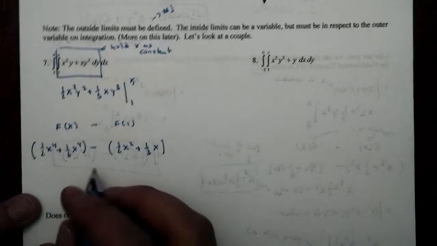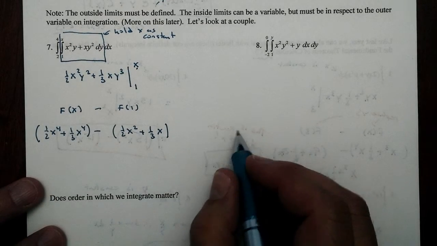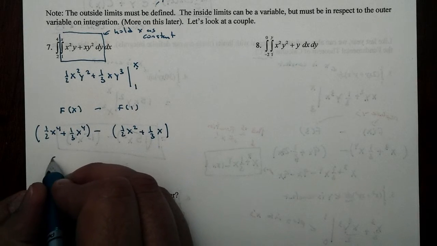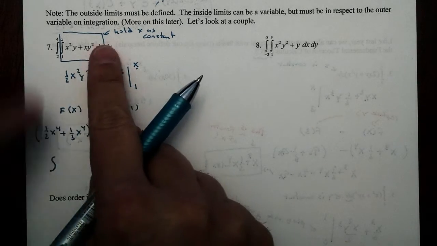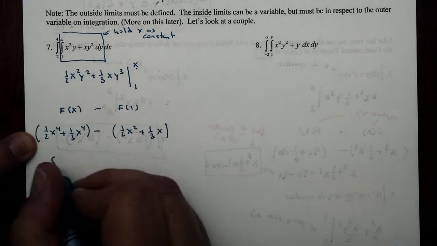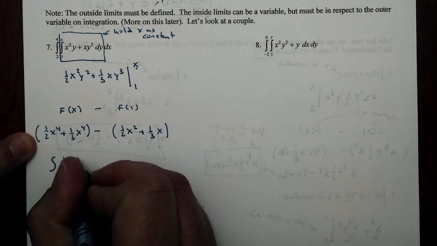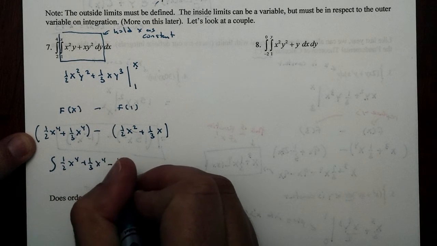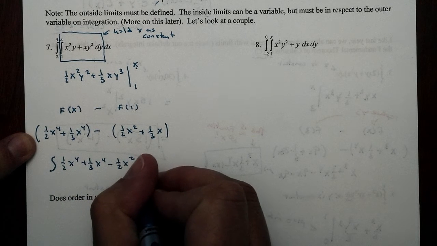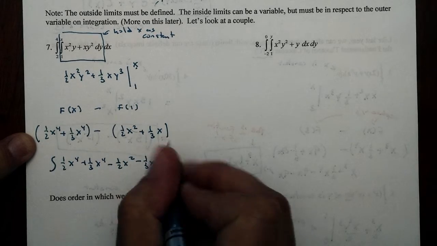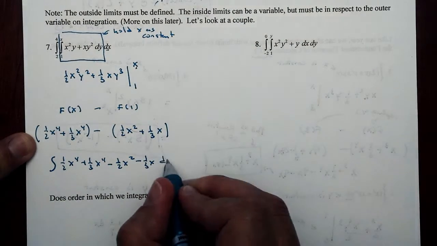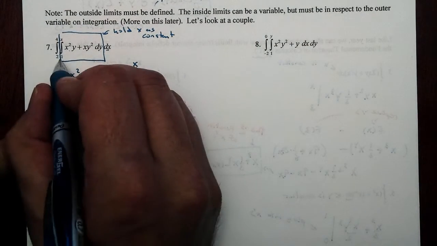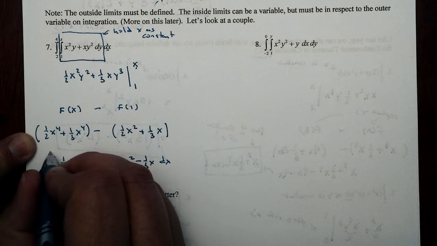Now, I'm going to leave this alone. I don't like to change anything. So now I'm going to work the outside. So now I'm going to integrate my whole answer here. This is 1/2 x to the 4th plus 1/3 x to the 4th minus 1/2 x squared minus 1/3 x dx. And this is going to be evaluated from 2 to 4. Oh, these are fun to do.